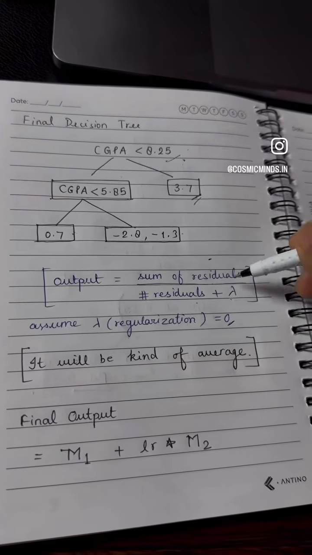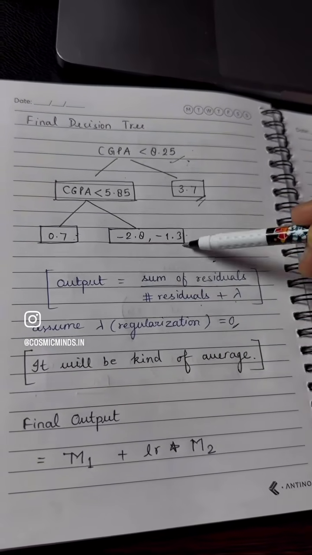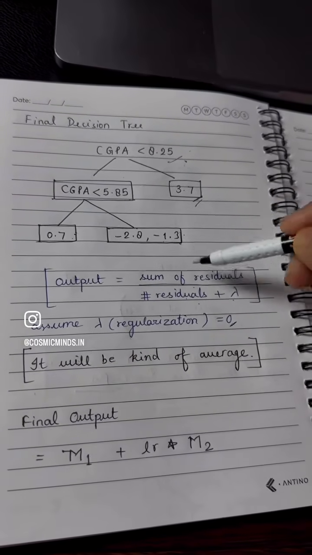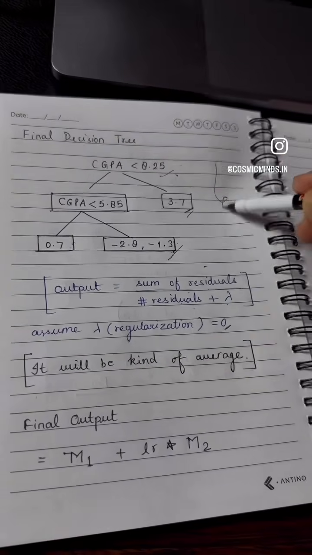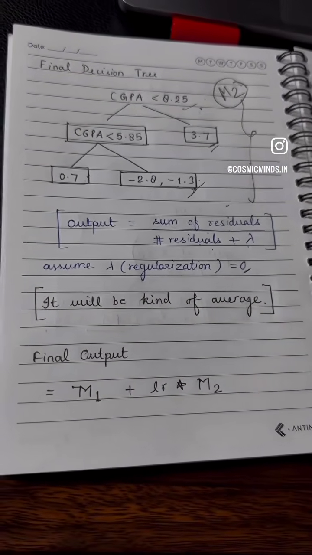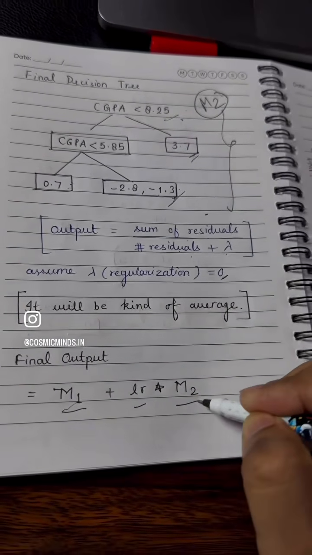But if you look closely, the sum of these residuals, let's say here it is 1, so it doesn't matter. But for this one there are two values. So the sum of it divided by the number of values, right? That is nothing but the average. So this is our final decision tree for model 2. The final output, this is the same formula we learned in our boosting episode: output from the first model and then some learning rate times the output from the second model.